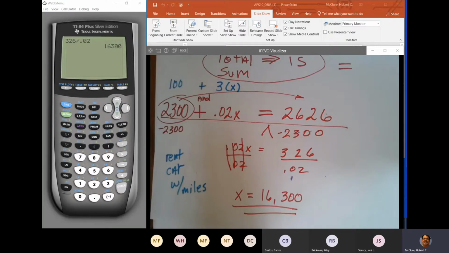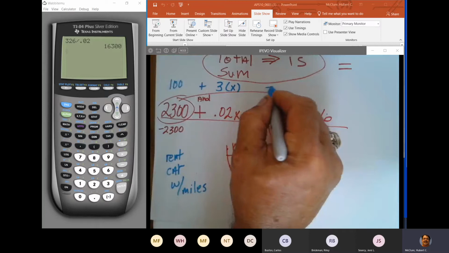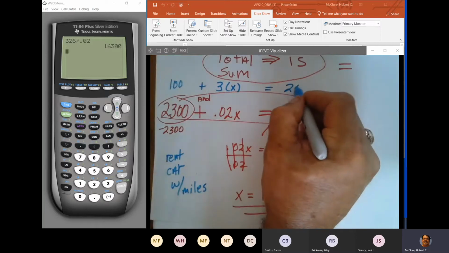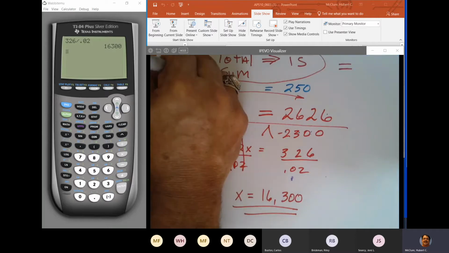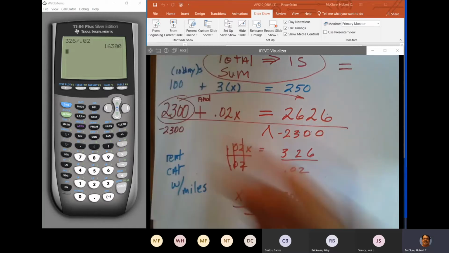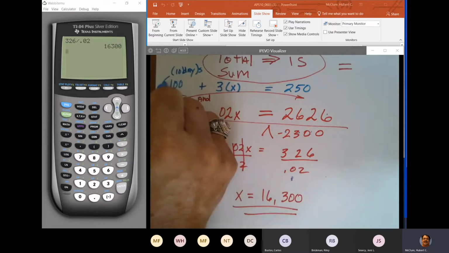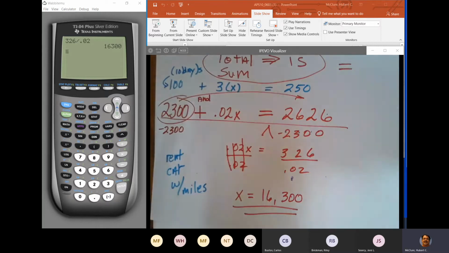Okay, let's say he rents a car for 10 days for $100. Okay, and $3 for each day, and he ends up spending $250. How many days did he have the car? Now the first 10 days is this one. So first 10 days is $100. And then he pays $3 per day and he spends $250.